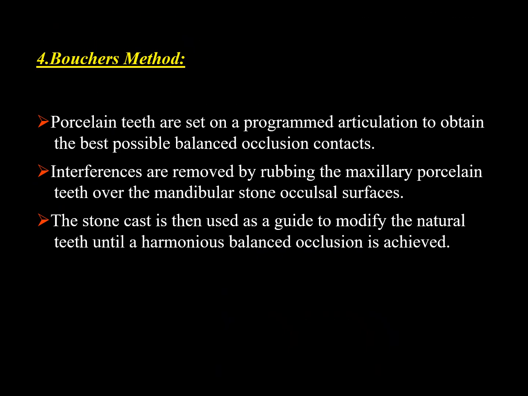So the last method is the Boucher's method, where porcelain teeth are set on programmed articulation to achieve the best possible balance. So the interferences are removed by rubbing the maxillary porcelain teeth over the mandibular stone occlusal surfaces. So here we use porcelain teeth on the maxilla, or if it is mandibular teeth which are being replaced, then you can use the porcelain teeth on the mandible, and the natural teeth on the maxilla get eroded in the same manner.